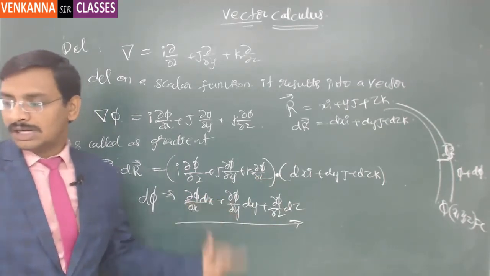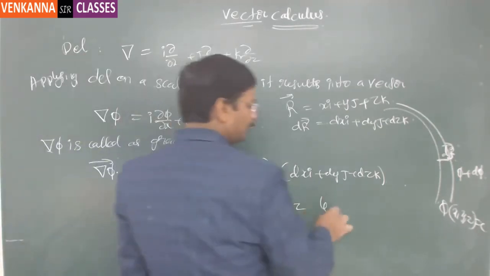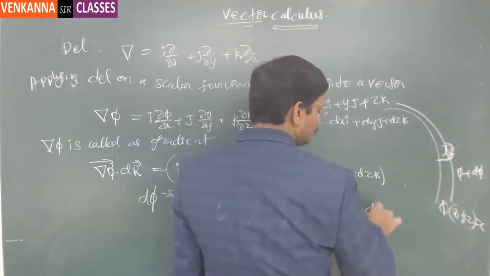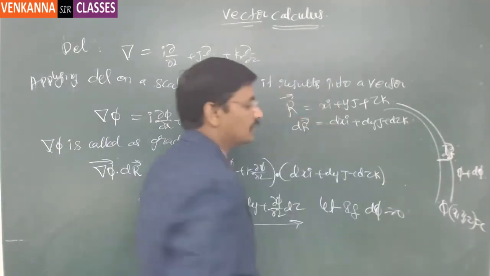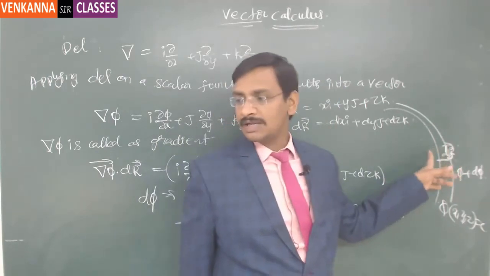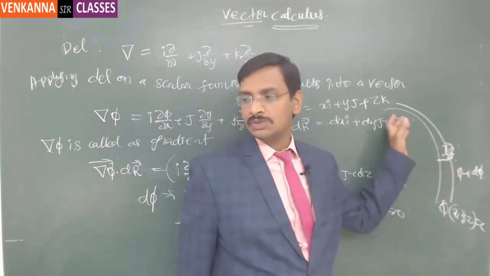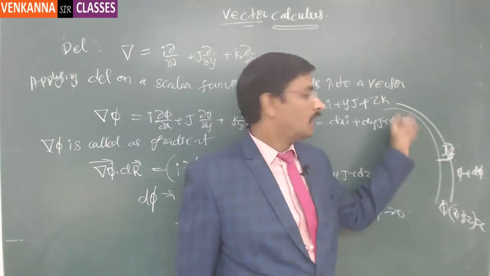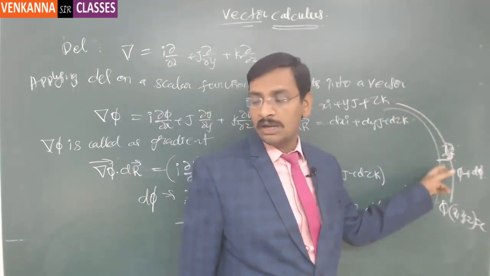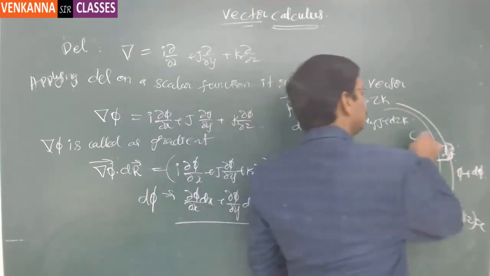Now, suppose del phi is tending to 0, which essentially means that del phi is nothing but the functional surface change. So, this is phi is equal to constant, and this is phi is equal to constant again, but with a different constant. This is C1.